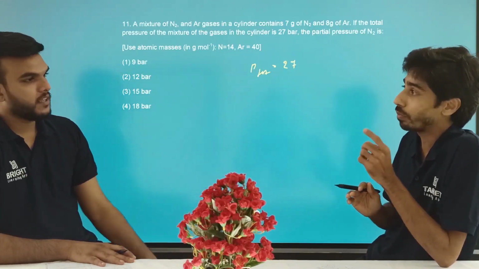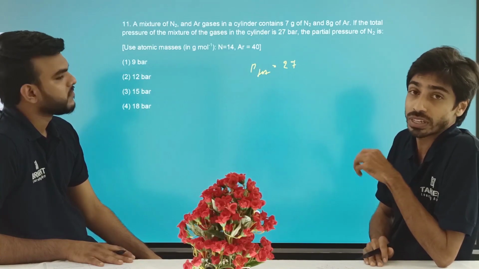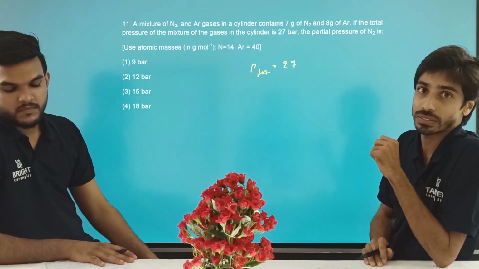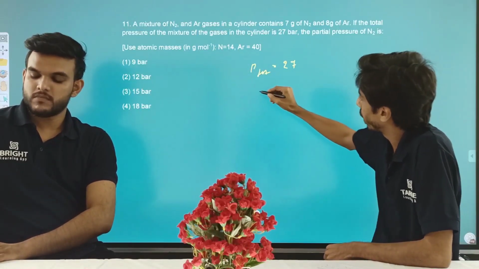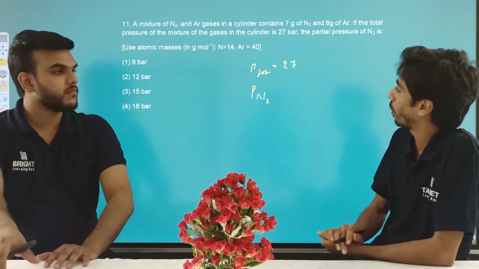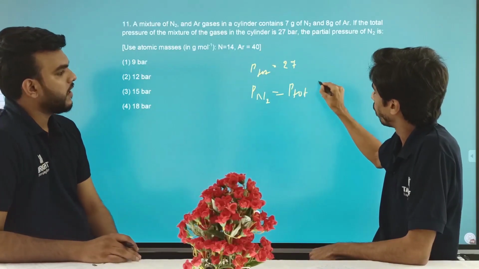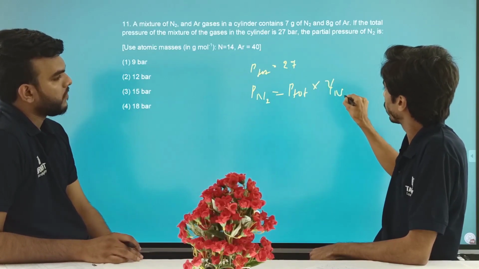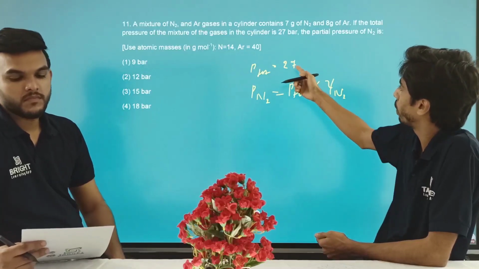That is a stable element, because here we are considering the concept of Dalton's atomic theory. So it is applicable only for non-reactive gases. That's why they have considered N2 and argon. Now we have to calculate the partial pressure of N2, P_N2, and we have a direct equation for that: P_N2 is equal to P total into the mole fraction of N2. The only thing we have to calculate is the mole fraction of N2, and you are provided with P total.